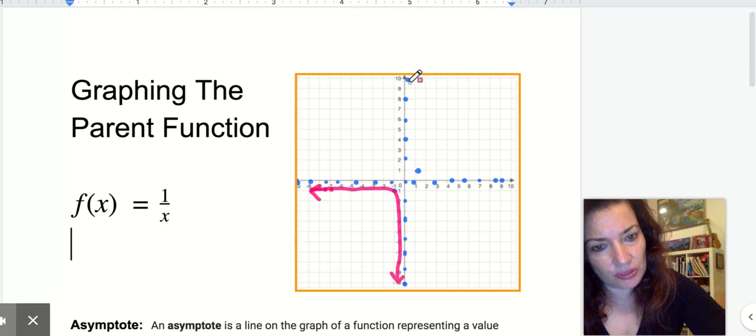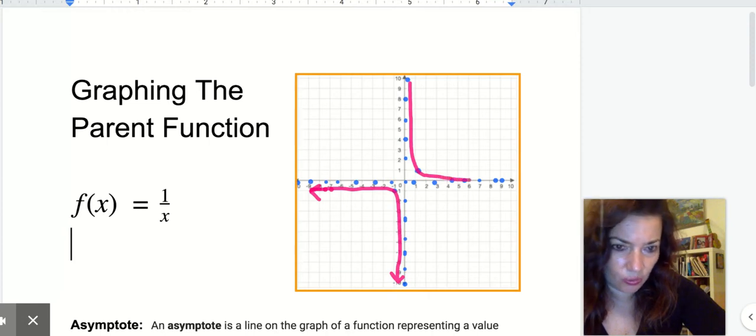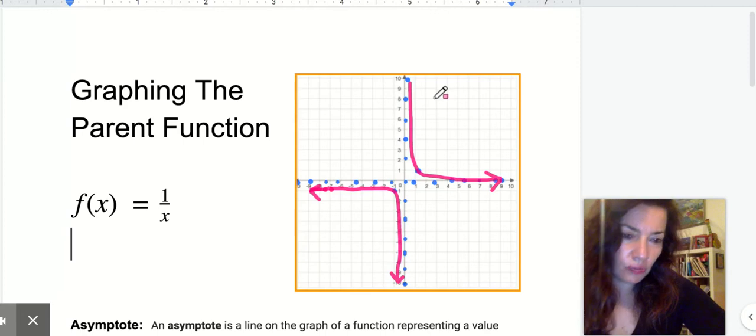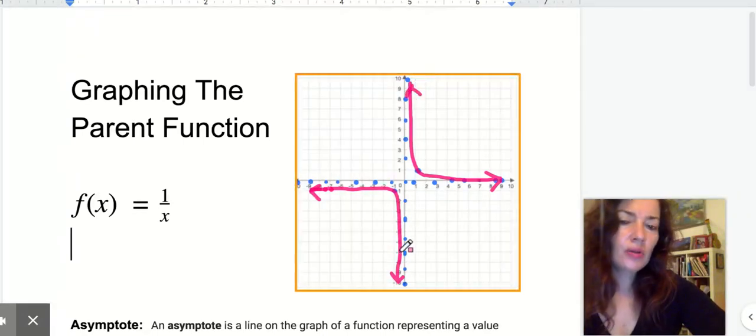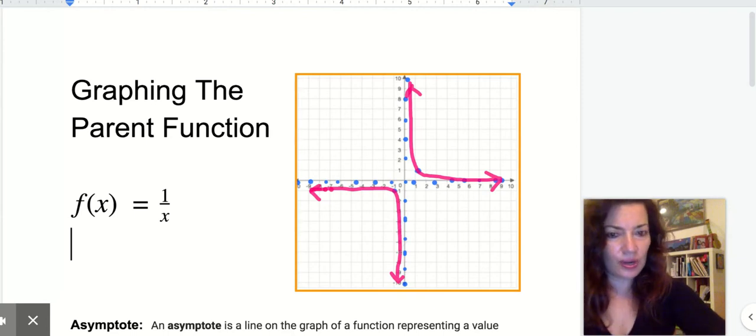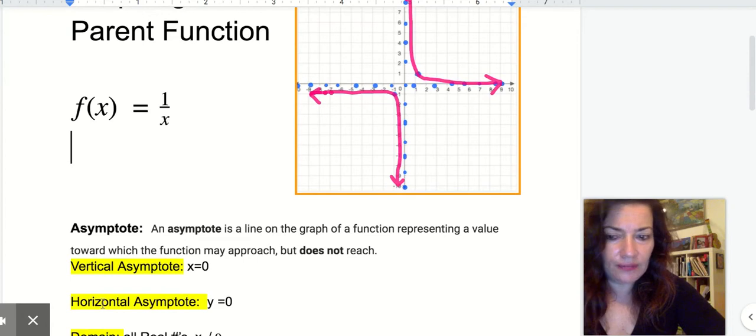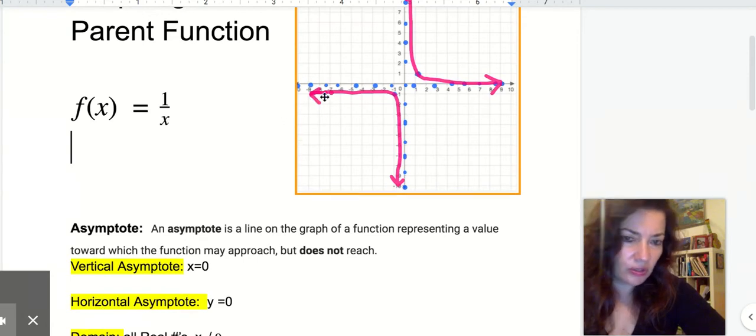I'm going to do the same thing on the right. I'm going to draw going through the 0.1, 10, and then it is going to reach my asymptote but actually never touch it. So even though it looks like it's touching the graph, it is not touching the graph. So this is what the parent function of 1 over x looks like. And we have our horizontal asymptote at the line y equals 0. We have a vertical asymptote at the line x equals 0.